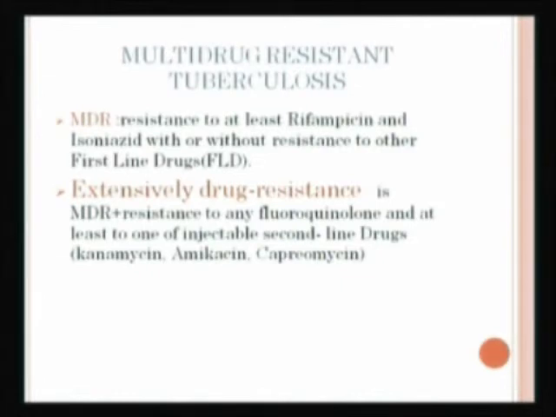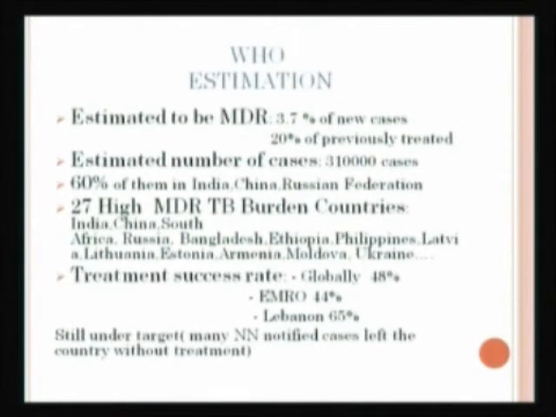Multidrug resistant tuberculosis, as you all know, is resistant to at least rifampicin and isoniazid, with or without resistance to other first-line drugs. Extensively drug resistant is MDR plus resistance to a fluoroquinolone and one injectable drug. WHO estimation worldwide, it's estimated to have 3.7% of new cases MDR, 20% of previously treated. Estimated absolute number of cases, 310,000 cases. 60% of them are in India, China, Russian Federation.